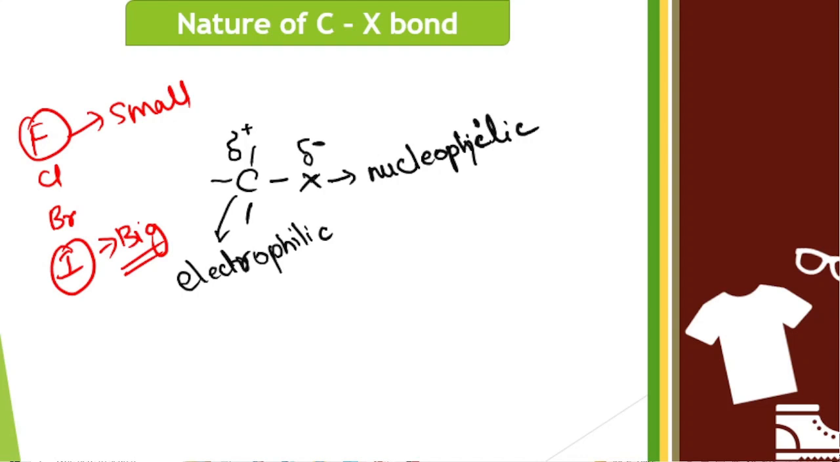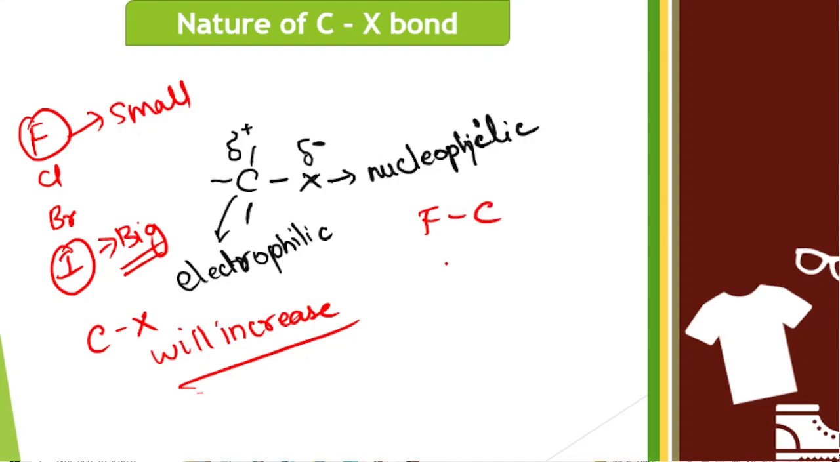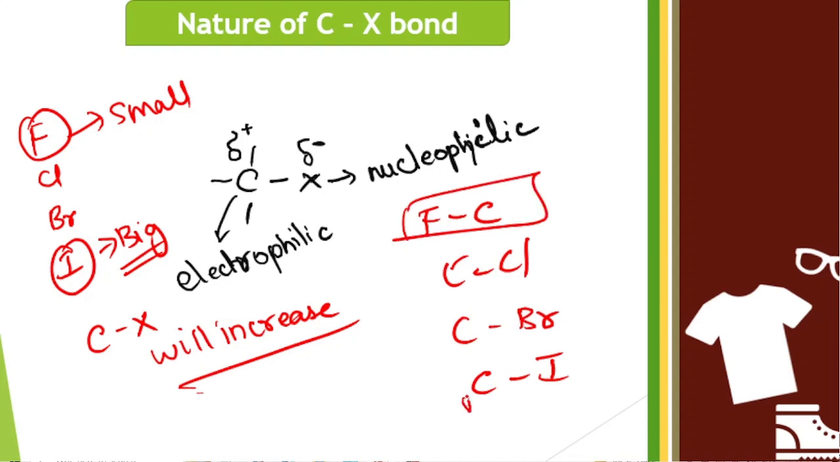So when you go in that way, the carbon-halogen bond length will increase. Typically bond length, bond enthalpies and dipole moment are all affected. With carbon you will have fluorine, chlorine, bromine, iodine. This is the smallest atom and this is the largest atom. So from C-F to C-I, the bond length increases, as the distance between the atoms increases. Clear? So that is the nature of the C-X bond.